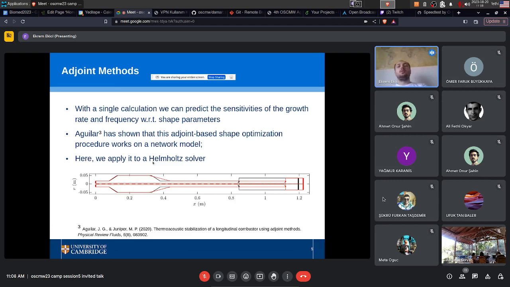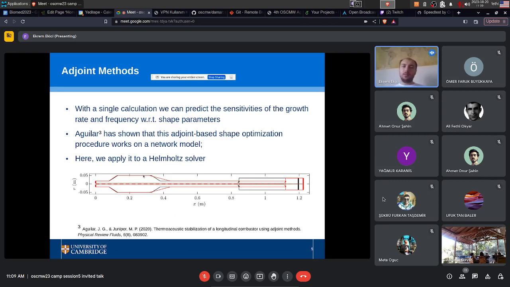To do that, we use adjoint methods. Using adjoint methods, with just a single calculation, we can predict the sensitivities of the growth rate and frequency with respect to the shape parameters. Our previous group member, Jose Aguilar, has shown that this adjoint-based shape optimization works well for network models. The network model is just a 1D acoustic model. You are modeling the pipes starting from here, then from here to here you are applying an area change, and so on. This is not very detailed acoustic modeling, but it is the simplest modeling method you can get in the literature. He applied this adjoint-based shape optimization method to this combustor. The black combustor is the initial geometry, and the red combustor is the optimized, stabilized geometry.